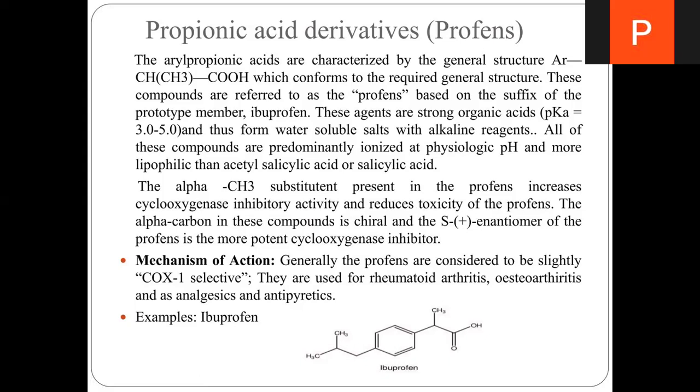COX-1 means, as you already know, cyclooxygenase 1. They are used for rheumatoid arthritis, osteoarthritis, and as analgesics and antipyretics. Next, coming to the example, ibuprofen. In the ibuprofen structure, C6H5 is the phenyl ring attached with methyl along with the acid, which is the carboxylic acid. But in this, CH2 is attached with CH3 twice. That is the side chain present in the structure of ibuprofen.